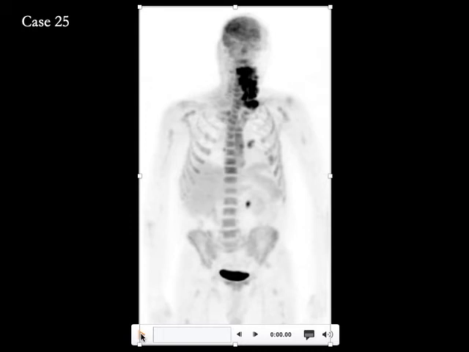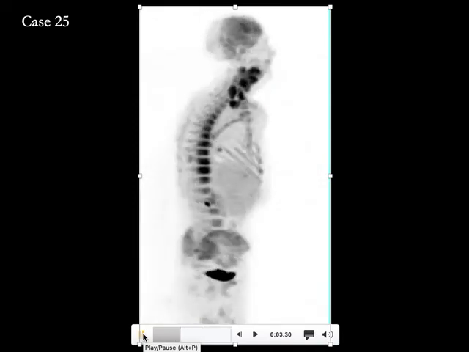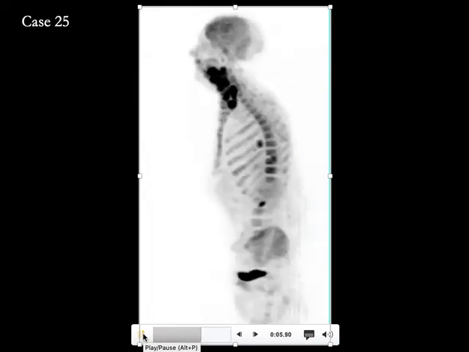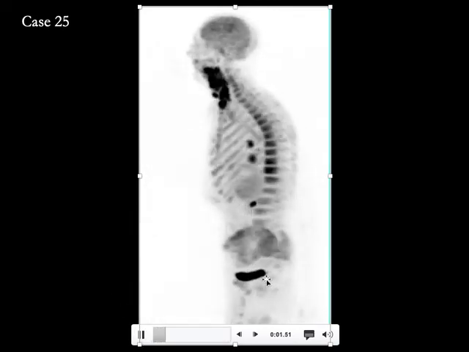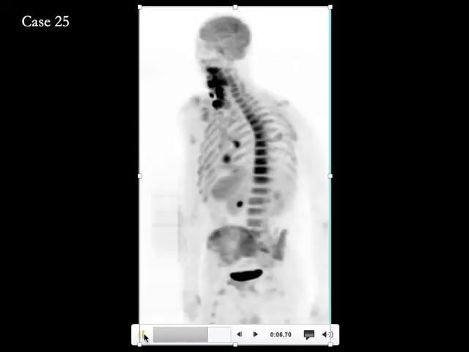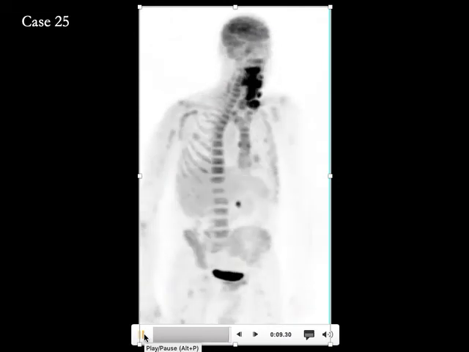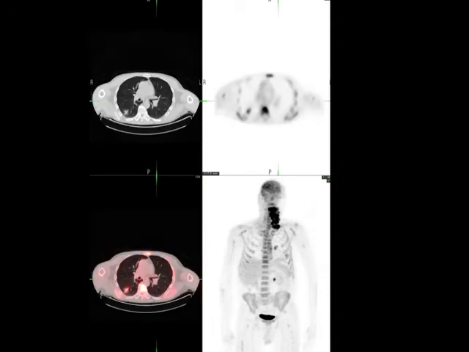Case number 25, here we have another patient with extensive locally advanced head and neck cancer. There are also other foci which are seen here in the chest. There's diffuse increased uptake in the bone marrow, a little bit in a heterogeneous fashion. So this is their primary tumor in the left side of the neck, showing intense hypermetabolism. And there's a focus of hypermetabolism in the right side of the chest, which is seen here.